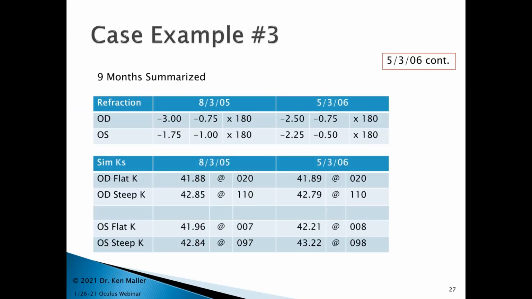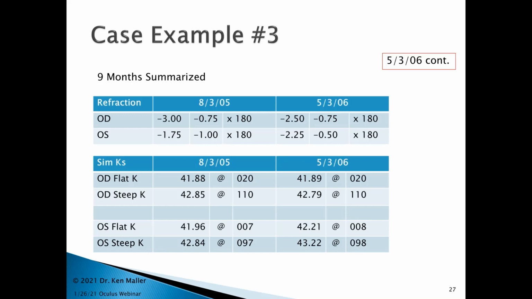If we look at the sim Ks, you can see incredible correlation there. The right eye is virtually identical. It's off by 1/100th of a diopter, and then the steep K is off by, what is it, 6/100ths of a diopter? So those are virtually identical measurements. And then on the left eye, we had maybe about a 1/4 diopter on the flat K and a little more than a 1/4 diopter on the steep K that's changed. Again, the orientations are virtually identical.